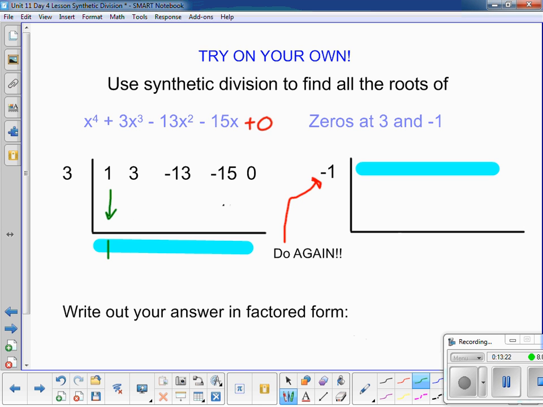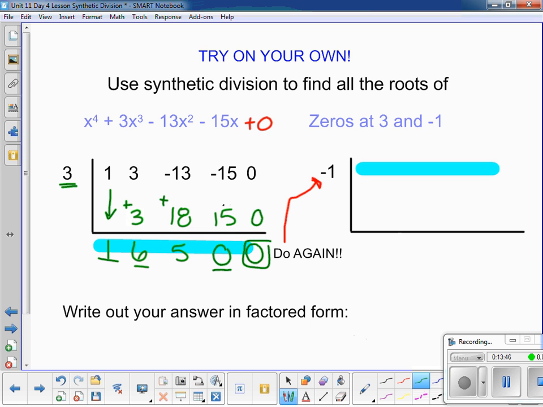Gives me 1. 3 times 1 is 3. Always add. 3 plus 3 is 6. 3 times 6 is 18. Negative 13 plus 18 is 5. And 3 times 5 is 15. Negative 15 plus 15 is 0. And 3 times 0 is 0. I get a remainder of 0.